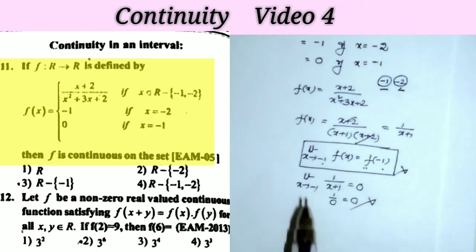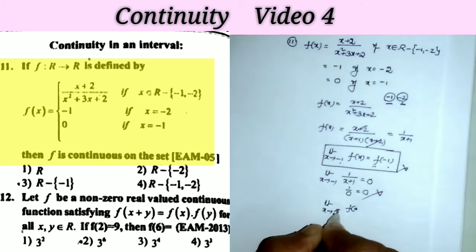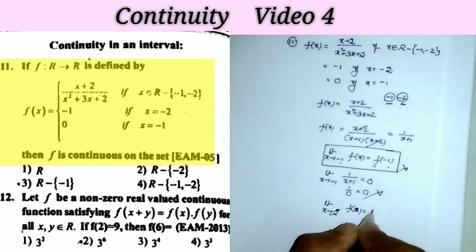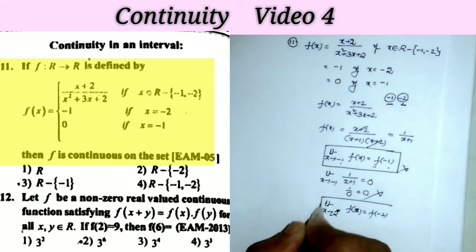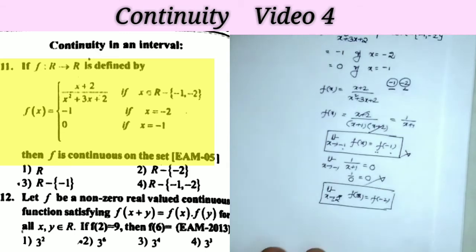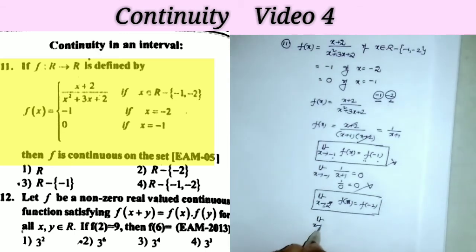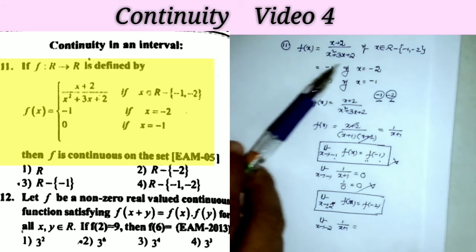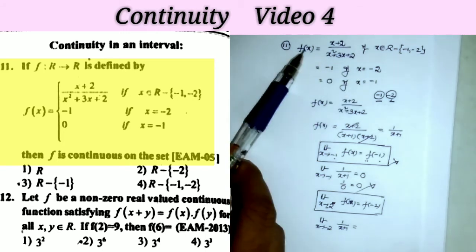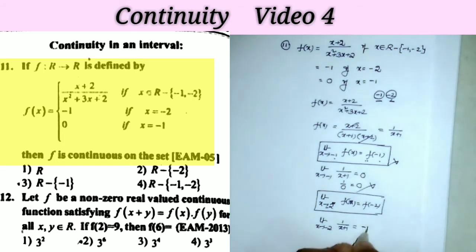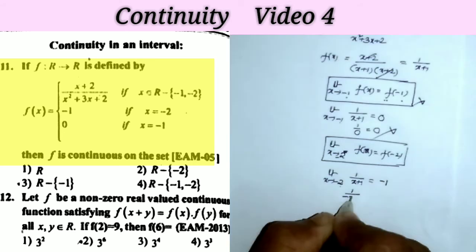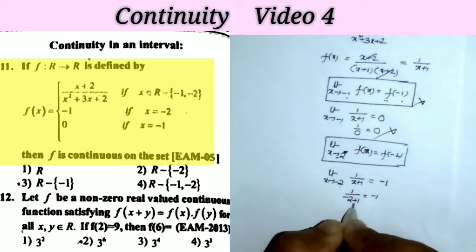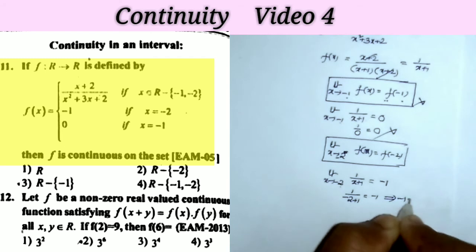Now, checking the continuity of the function at x is equal to minus 2. What is the definition? Limit x tends to minus 2 of f of x is equal to f of minus 2. That is, limit x tends to minus 2, f of x is equal to 1 by x plus 1 is equal to, what is the f of minus 2 value? f of minus 2 is equal to minus 1. Now replacing x is equal to minus 2 here, that is 1 by minus 2 plus 1 is equal to minus 1. Means minus 1 is equal to minus 1.